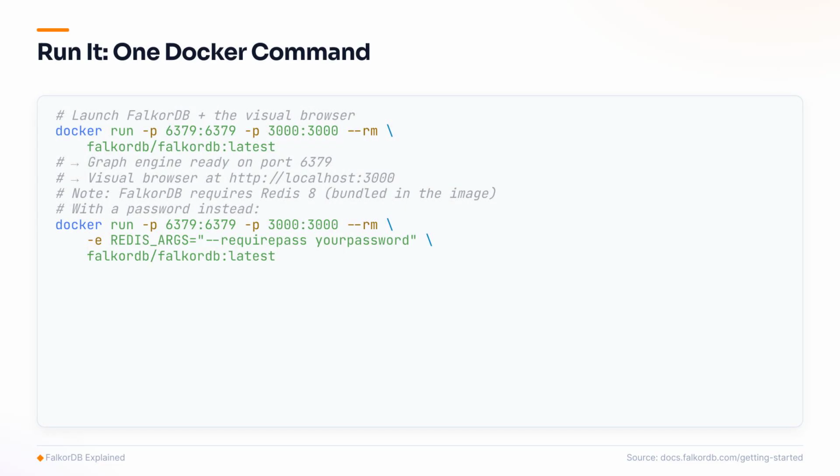Getting FalkorDB running takes exactly one Docker command. It starts the graph engine on port 6379 and a built-in visual browser on port 3000, so you can explore your graphs from day one. The image bundles Redis 8, which FalkorDB requires. And if you want authentication, just pass a Redis password through the REDIS_ARGS environment variable. That's the whole installation story.